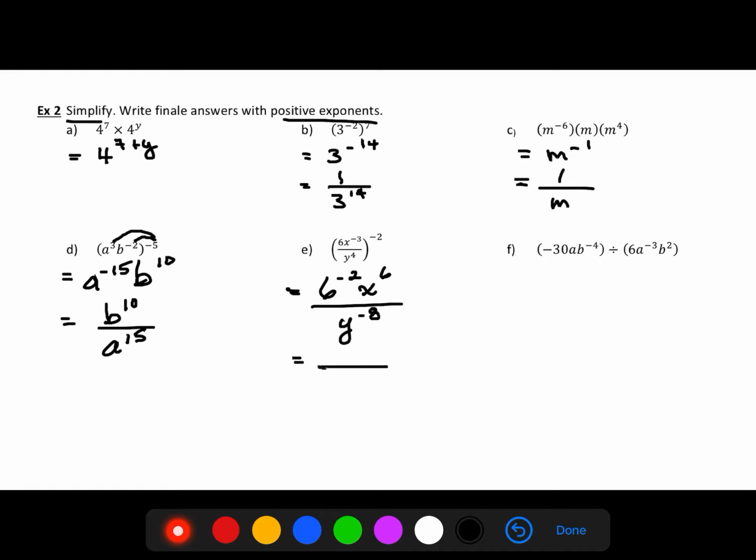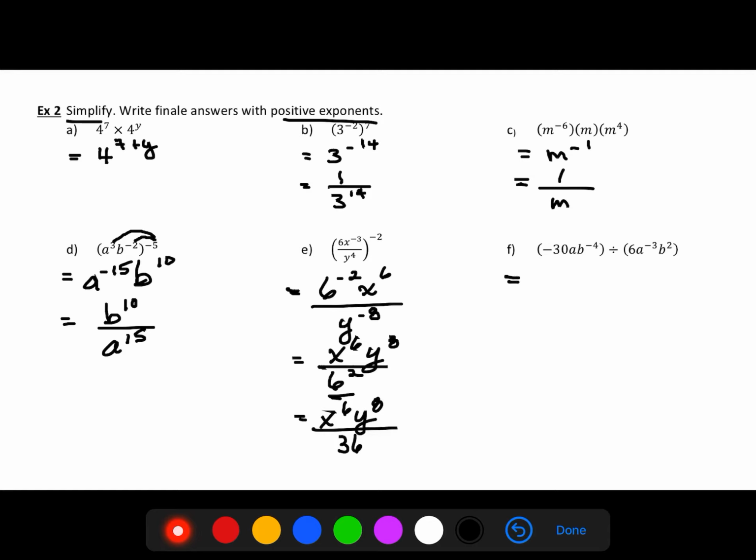So we are going to take our 6 to the power of 2 to the bottom. We also are going to leave our x to the power of 6 where it is. It doesn't have a negative exponent, so it stays where it is. But we're going to bring that y term to the top where it becomes y to the positive 8. And now we're just going to simplify our 6 squared. So x to the power of 6, y to the power of 8, all divided by 36. And that's our final answer.